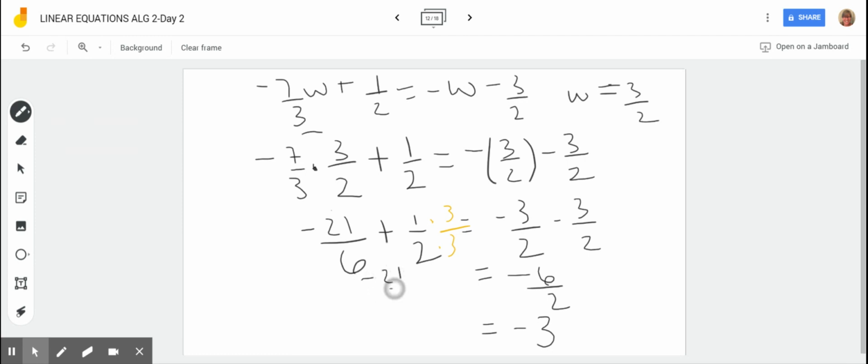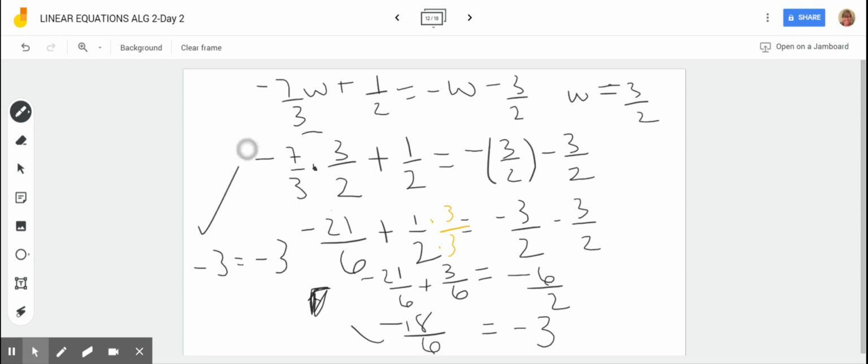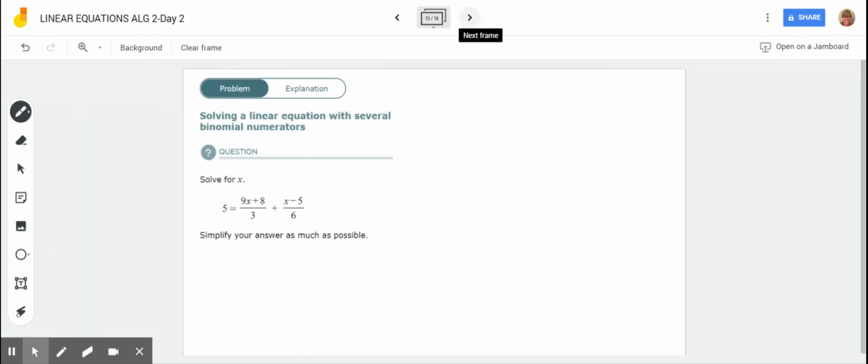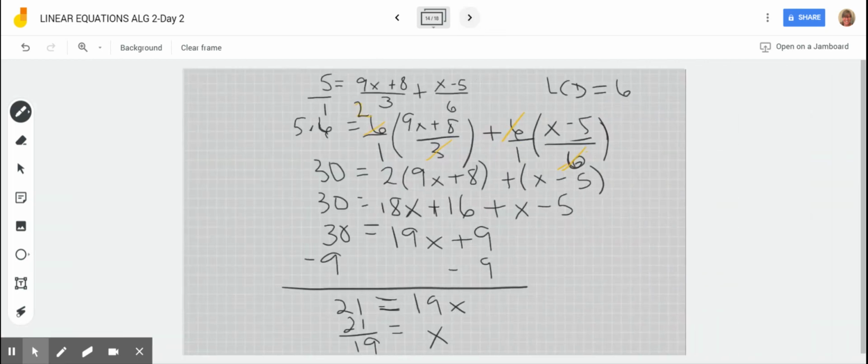Okay, we're going to get negative 21/6 plus 3/6, and that's going to be negative 18/6, which is going to reduce to negative 3. Again, I just can't space it out quite right. Here's my little arrow. It's going to be negative 3 equals negative 3. That is your final. And so, yes, it checks out. Do you see how we're always getting a true statement that proves that it actually is a solution?